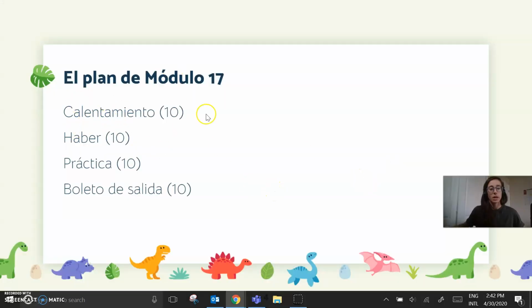Ok, el plan de hoy. Vamos a pasar tiempo en el calentamiento, vamos a practicar en Quizlet y escribir oraciones. Vamos a aprender del verbo haber. We are going to learn about haber. Y vamos a practicar y después vamos a probar. We are going to prove what we learned in Elastic en el boleto de salida. Okay, the exit ticket for today.